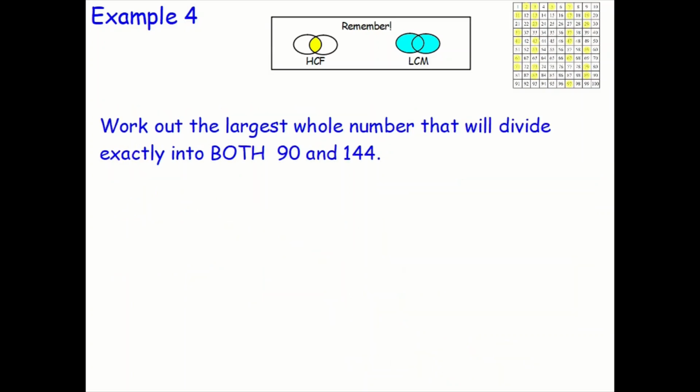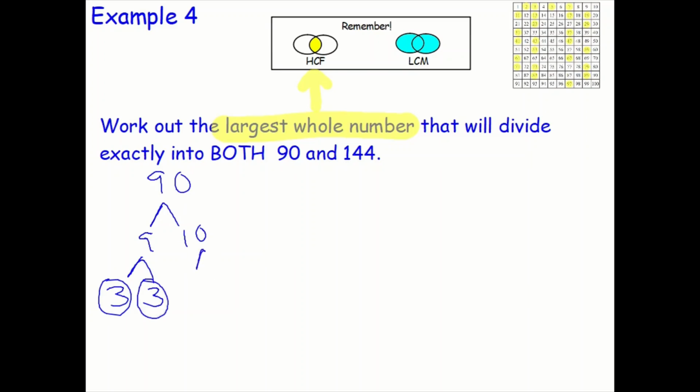Okay, example number 4. Work out the largest whole number that will divide exactly into both 90 and 144. So, largest whole number is code for HCF. Okay, so that's what it means. Okay, so 90. Quickly, let's do the prime factor decomposition for that. So 9 times 10, 9 is 3 times 3, and 10 is 5 times 2.